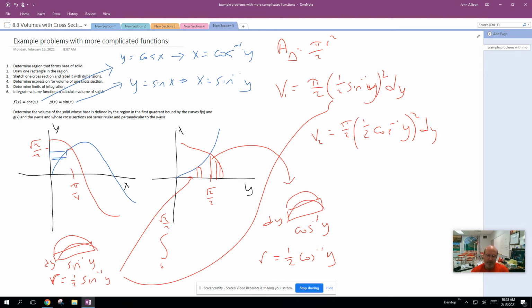So this is going to be two integrals. We're going to integrate V1 from 0 to the square root of 2 over 2 for y. We're going to integrate V2 from the square root of 2 over 2 until we get to 1, when y is 1 for the cosine inverse. Yes, that's the y values.